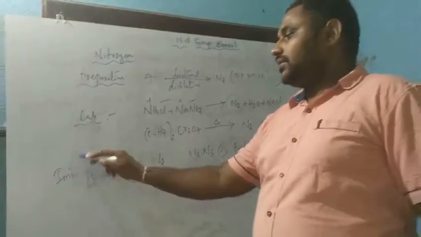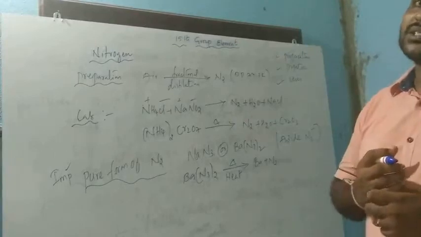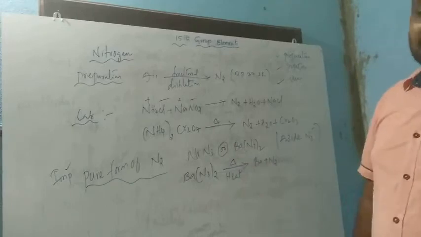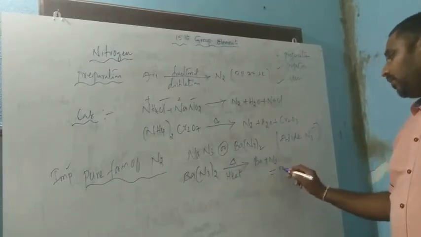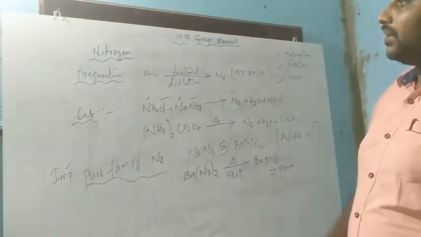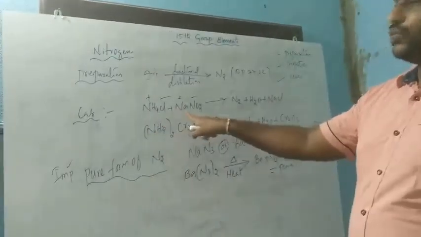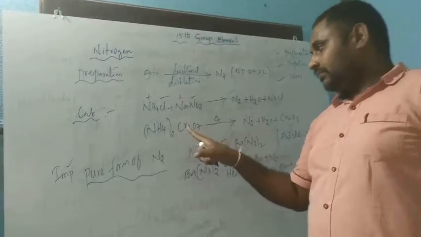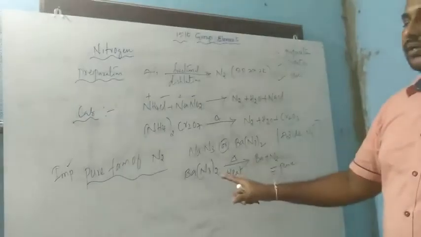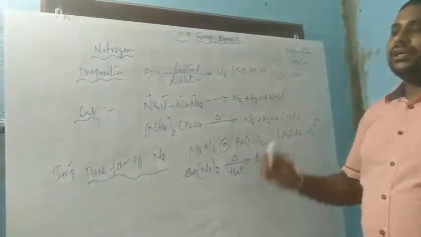So many times they ask this question at the exam level: how can you prepare the purest form of nitrogen? When these metallic azides are heated, we get the pure form of nitrogen. These are the preparation methods: one from the air, and in the laboratory from ammonium chloride with sodium nitrite, and ammonium dichromate. These are the preparative methods. Note that and write that.